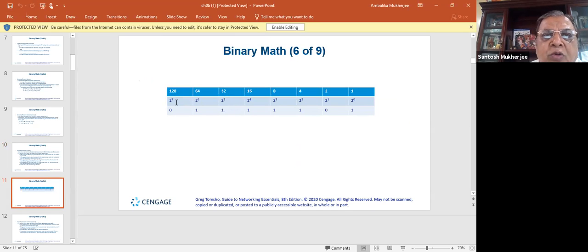So the way we are basically representing, see 128, 2 to the power 7, means 2 into 2 into 2 into 2 into 2 into 2 into 2. 7 times you have to multiply. 2 2s are 4, 4 2s are 8, 8 2s are 16, 16 2s are 32, 32 2s are 64, 64 into 2 is 128. So instead of 125, you are taking 2 to the power 7, 128. Then 64, 2 to the power 6.